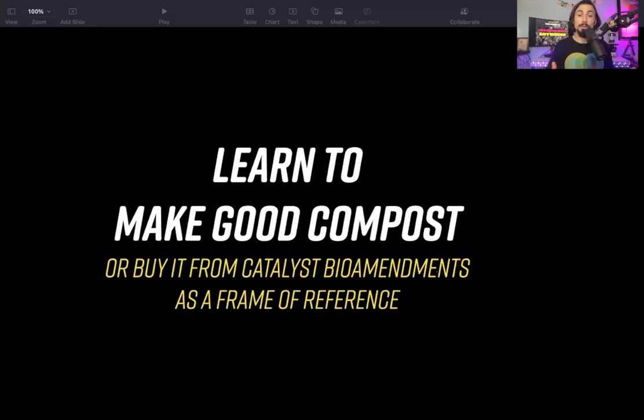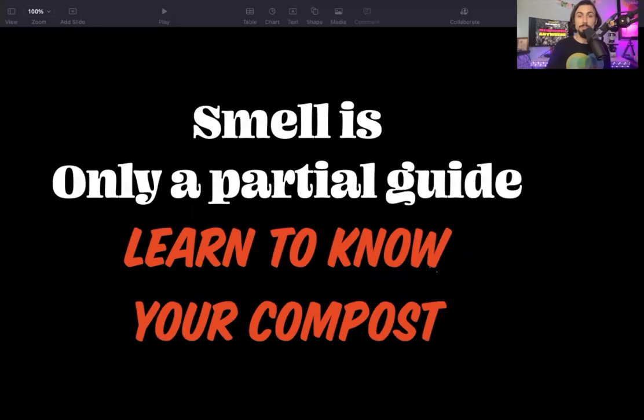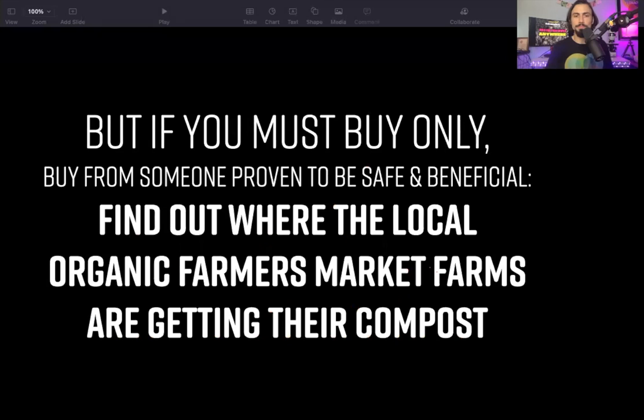So Catalyst Bioamendments, get it as a frame of reference. You can get a small amount. Smell is only a partial guide. So you need to learn to know your compost. But if you must buy, buy from someone proven to be safe and beneficial. And a good way to do that is to find out where the local organic farmers market farms are getting their compost. Go and visit, go taste people's food, find people with really good food, and ask them about where they get their compost.